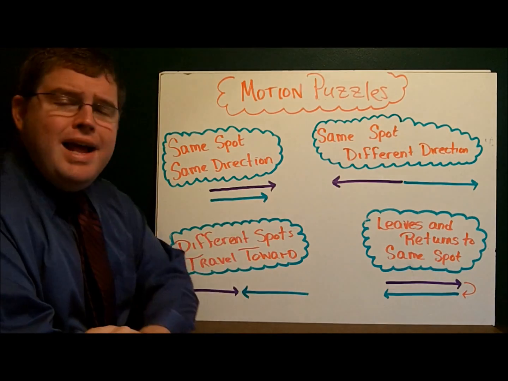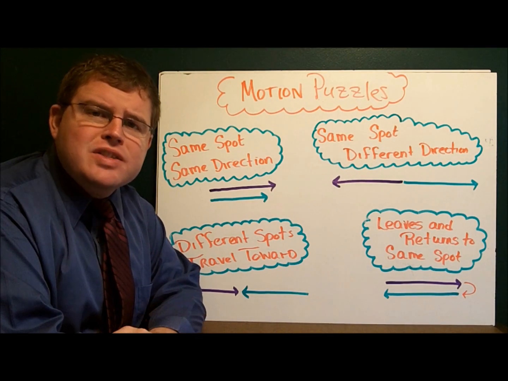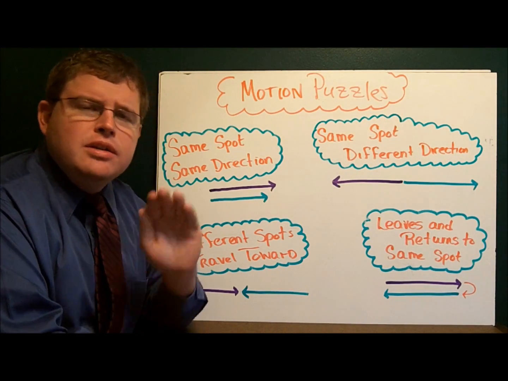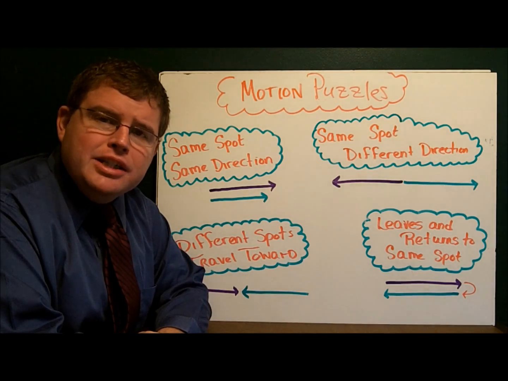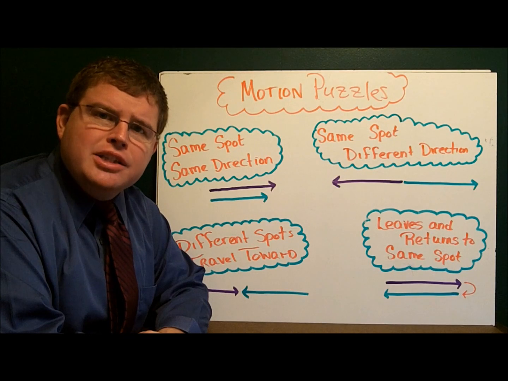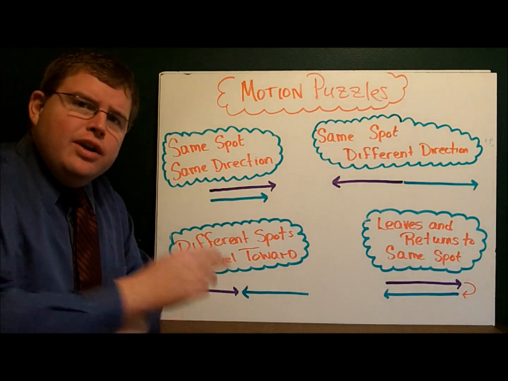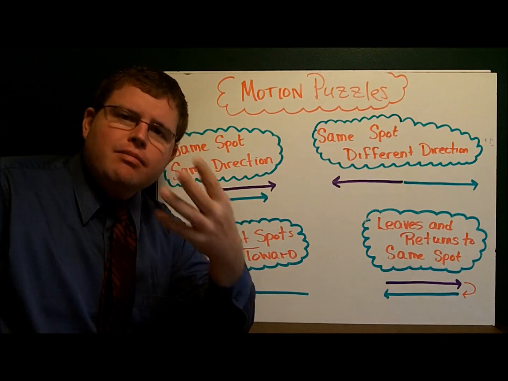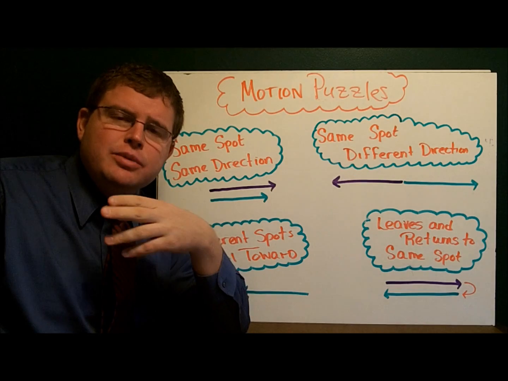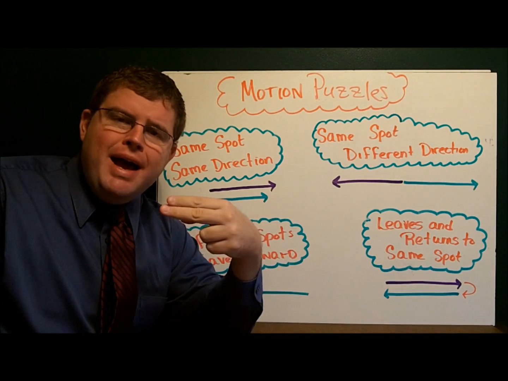Here are the different types of problems you might encounter. First of all, you might have two different vehicles that start at the same spot, but one leaves later than the other. The second one, we might have two vehicles that start at the same location but travel in opposite directions. Another possibility, two vehicles that start at different spots and travel toward one another. Finally, we may have a situation where a vehicle leaves home, goes somewhere, and then comes back.